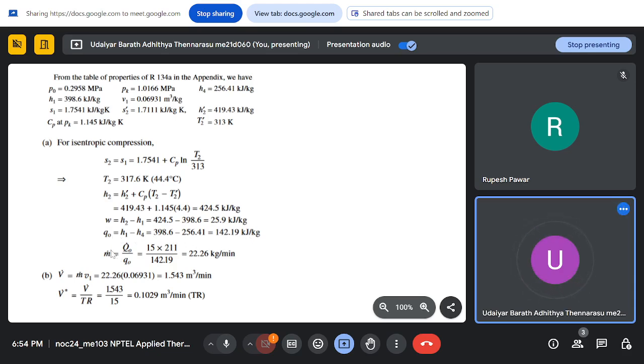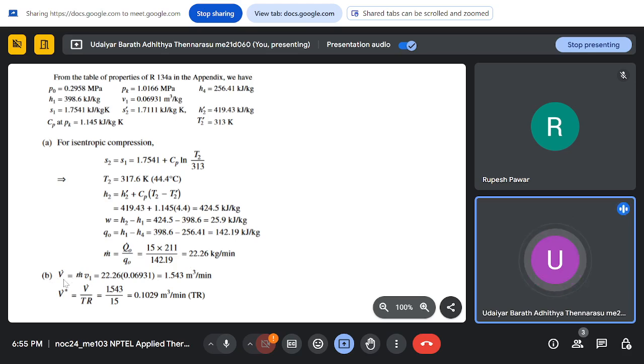So with that we can find out the mass flow rate. We know the total cooling capacity required, which is 15 tons, and we divide by Q naught. If this is converted into kJ per minute, it's 15 into 3.1567 into 60, so that will come out to be 211. Divided by your specific cooling capacity of 142.19, it will come out to be 22.26 kg per minute.